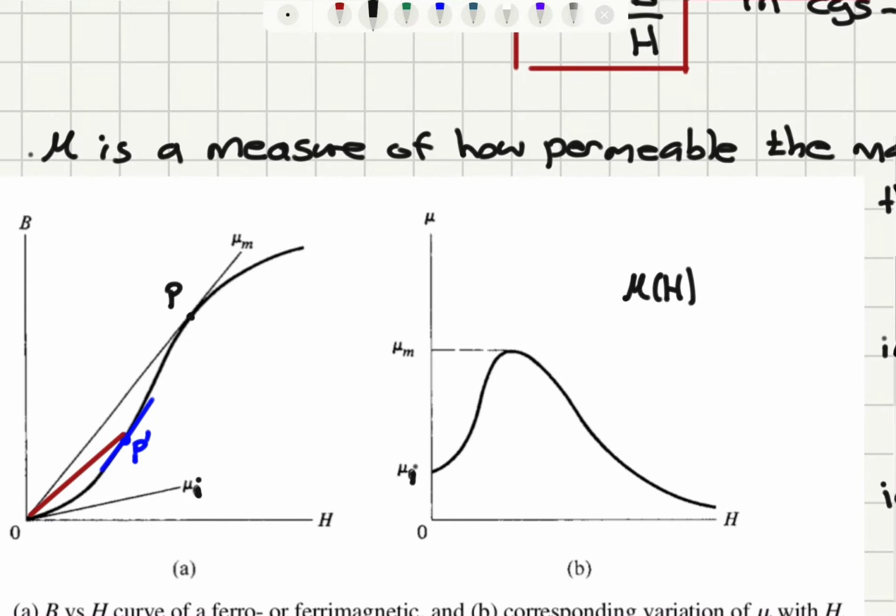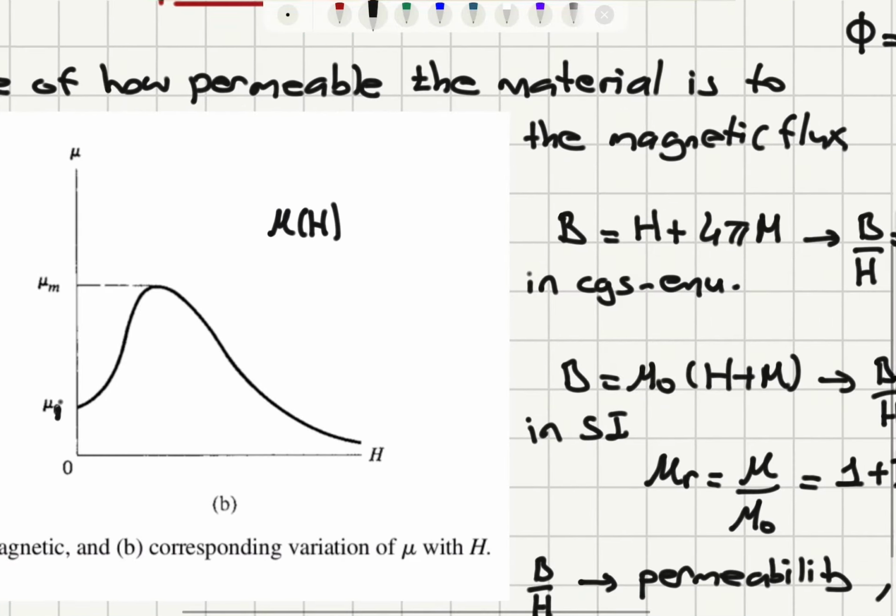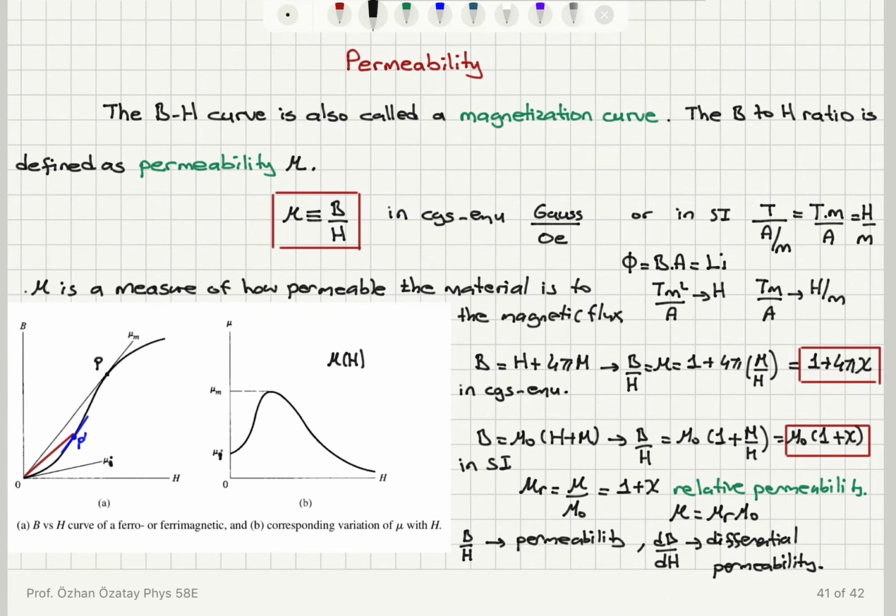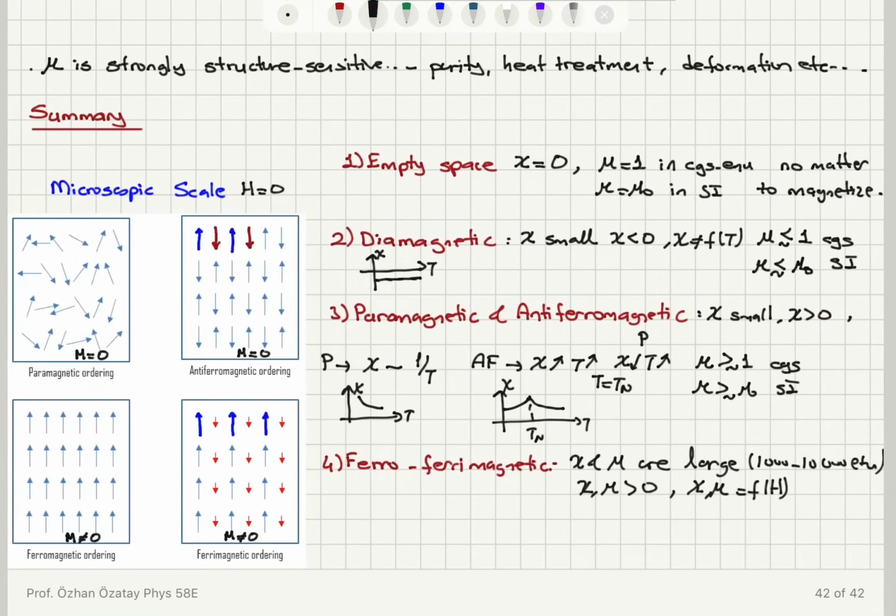Now, the typical behavior of ferromagnets or ferrimagnets is that we have in the initial magnetization curve an increasing permeability at first, and then it starts decreasing. This is when we are magnetizing the ferromagnet or ferrimagnet starting from zero magnetization initially. We will talk about how to get zero magnetization in ferro or ferrimagnets later on. This value of mu is strongly structure sensitive. It depends on the purity of the material, the types of treatment that may affect the crystal structure and deformations, etc.